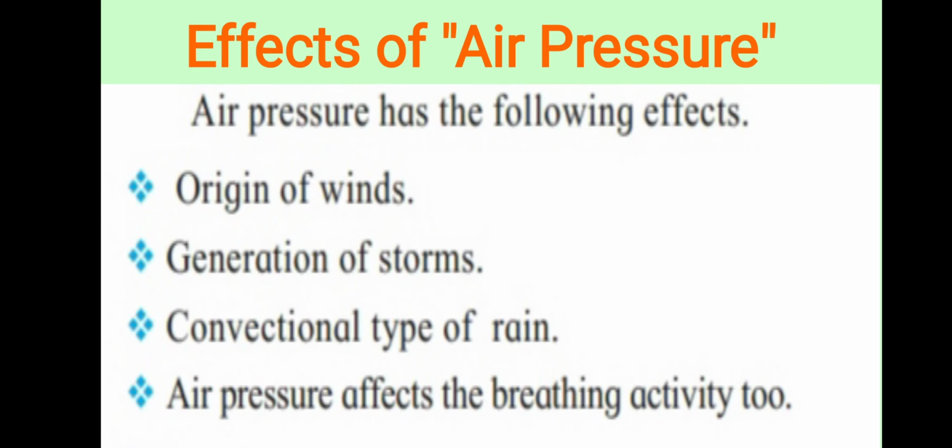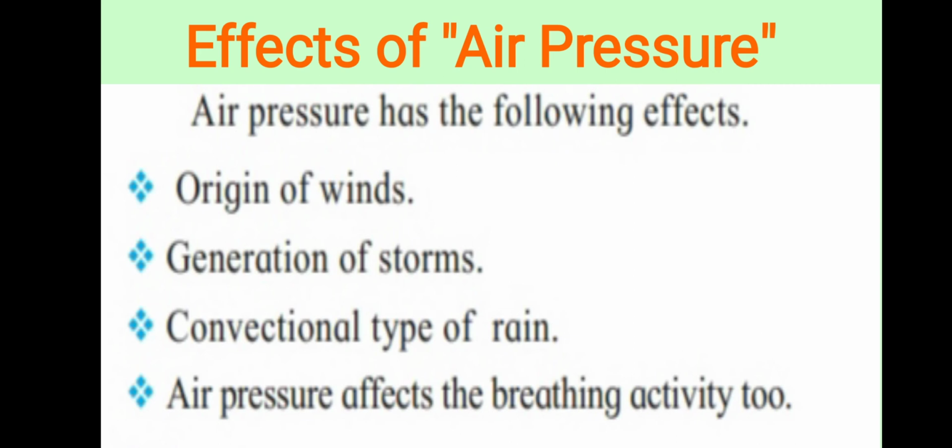Understood this? The second one, due to air pressure, storms generate in the air. You know, in the ocean, in the air, many times you are able to see big storms. Why do they occur? Because there is a difference in air pressure. Sometimes the air pressure is low or high, then air moves from one place to another. That's why storms occur.